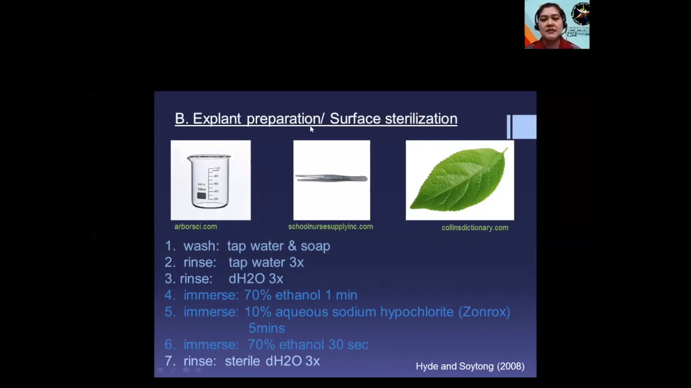So this is explant preparation or that is surface sterilization. You're going to use maliit lang na beaker, po pwede na. Okay, 100 ml lang yung nilagay ko dito. And you should have forceps to prevent the leaf from falling off pagka yung binubuhos mo yung solution. And of course, you have your explant.